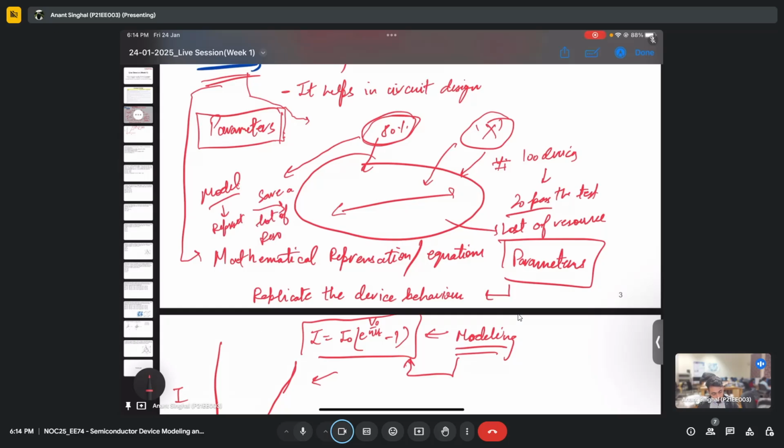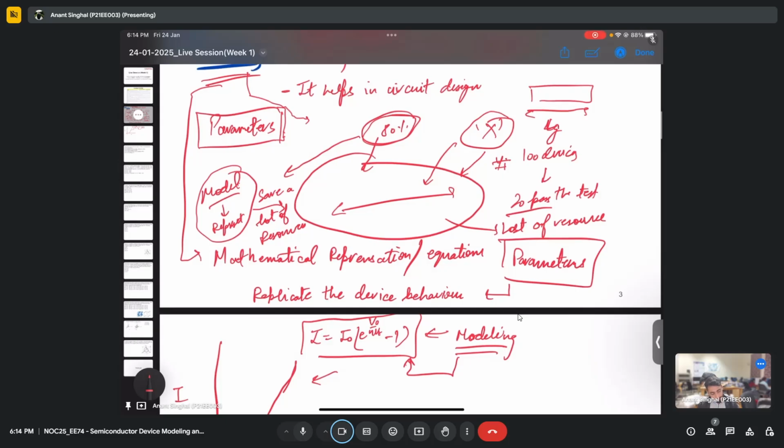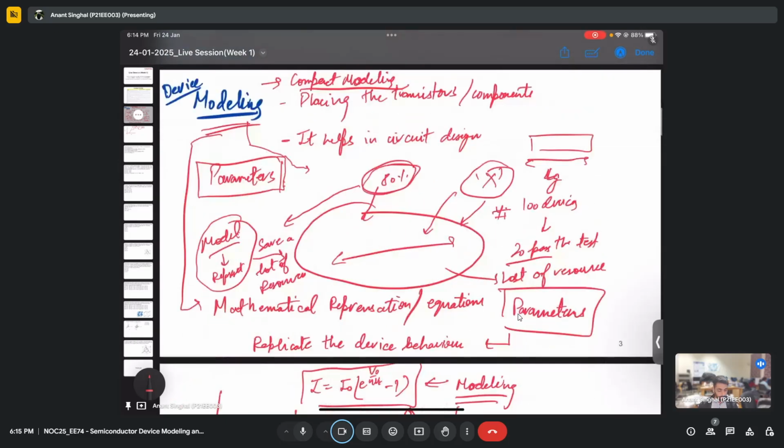So basically, we will be saving a lot of fabrication material. In fact, before going into fabrication, we have a complete model that will replicate the behavior. For example, if I talk in terms of a MOSFET, it can have modeling of different gate lengths, that is LG. Or if I talk in terms of a diode, it can have different doping concentrations, etc. So that is why modeling is very essential. Did you get the gist of it? What is modeling and why is it important?